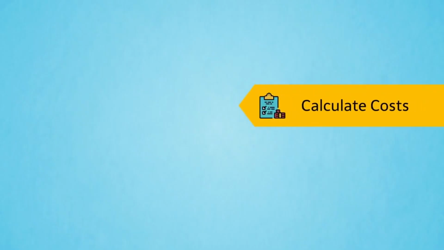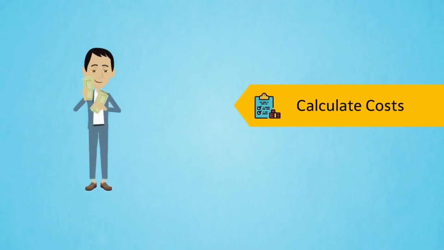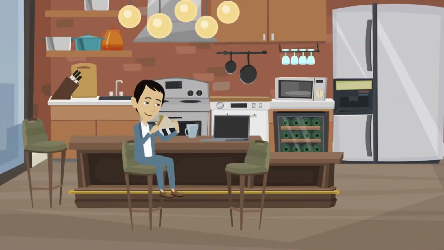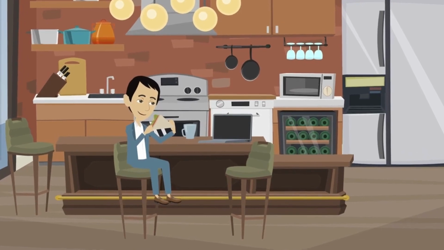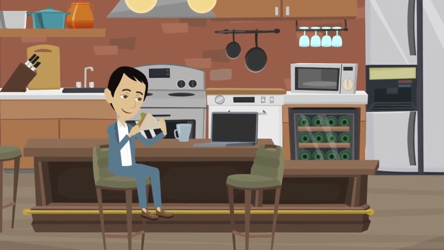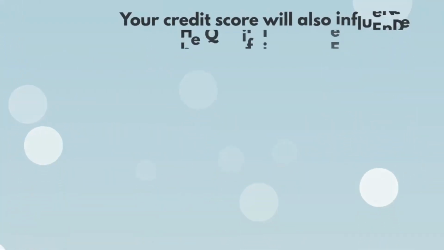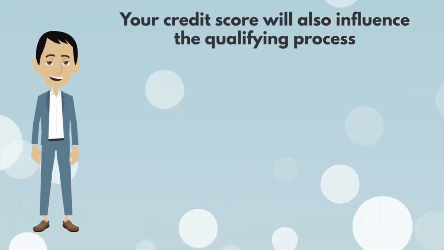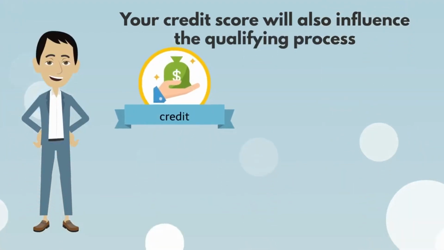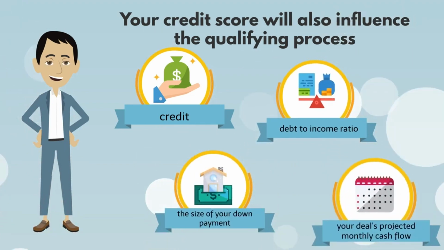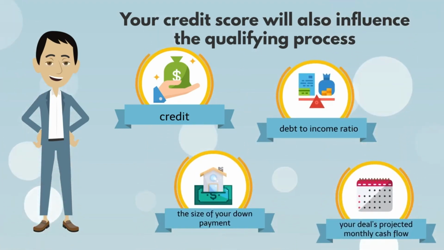As an investor, it's always important to remember to calculate all costs associated with financing your investment, and this will vary from deal to deal. For example, if you decide to live in one of the units in your property and rent out the others, a lender will factor that into their qualifying ratio. Your credit score will also influence the qualifying process. A lender will look at 4 things: credit, debt-to-income ratio, the size of your down payment, and your deal's projected monthly cash flow.